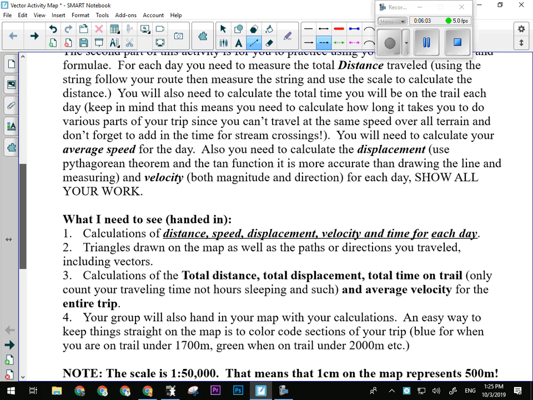Okay. Other things I'm going to want to see: average speed and average velocity for each day. In order to calculate those, you'll also need the total time for each day. Now, how do you get the total time?